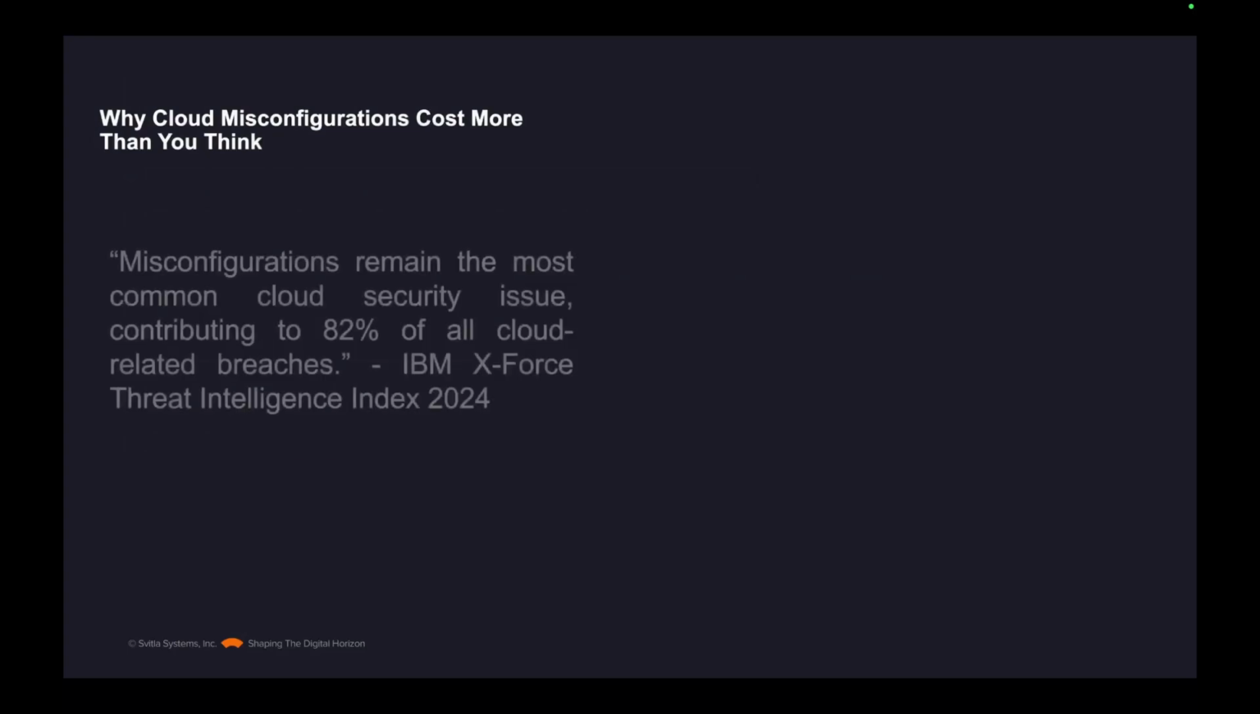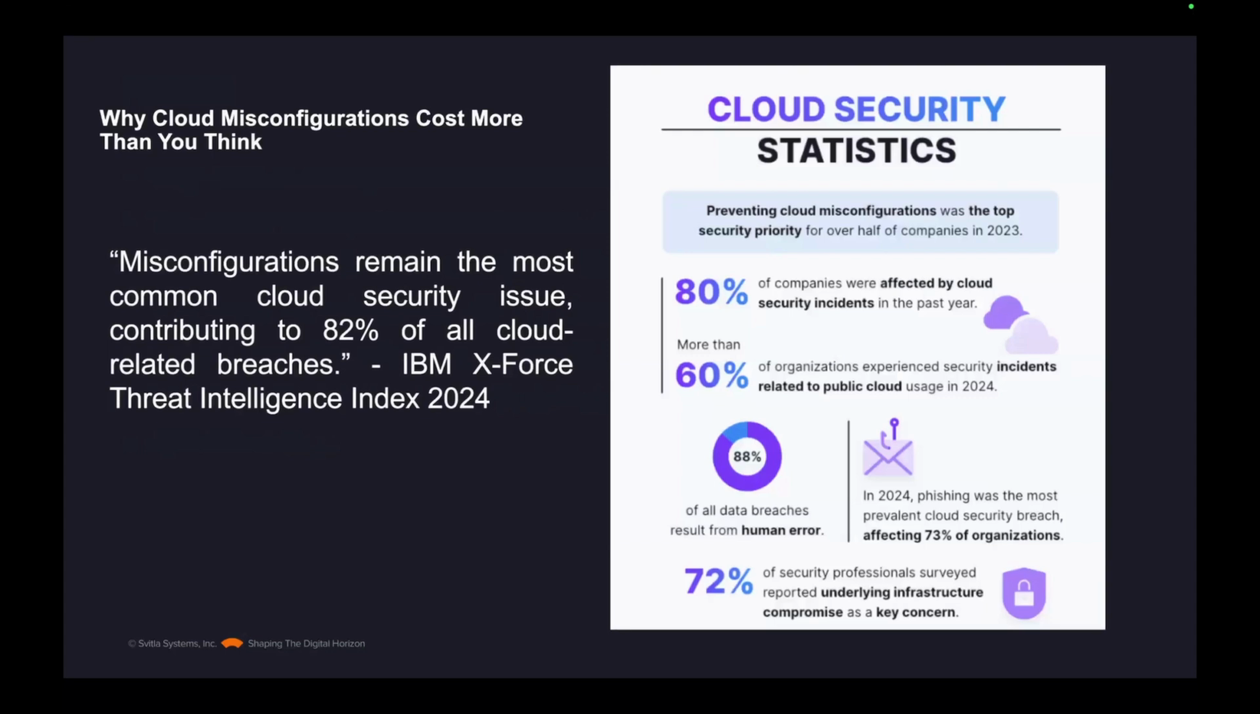So to start off, I'll talk about why cloud misconfiguration costs more than you think. We can see clearly in this image that most security incidents in these years, 80%, which is a high number, are related to cloud misconfigurations. We can see in the image that 88% of these security breaches are due to human error. That means that humans actually don't implement good security in their solutions in the cloud. As you can see, it's a top priority for companies. It's been in 2023, and it's been growing over these years.